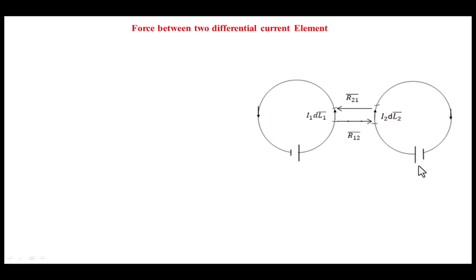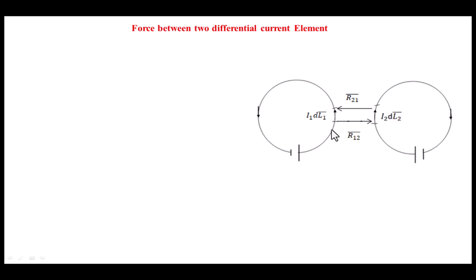this voltage source. I1 dl1 bar is a differential current element on the first ring. I2 dl2 bar is a differential current element on the second ring. R12 bar is the distance between the first current element and the second current element. R21 bar is the distance between the second current element and the first current element.